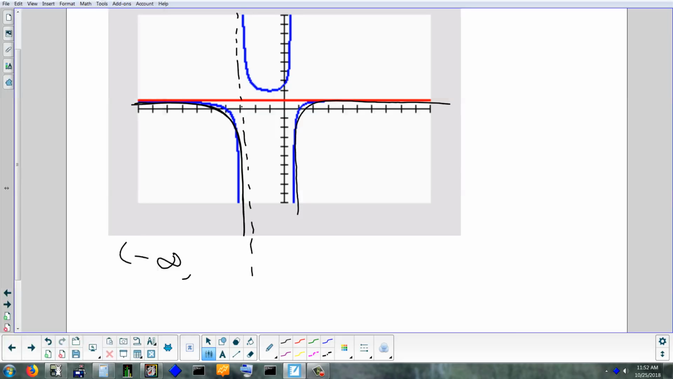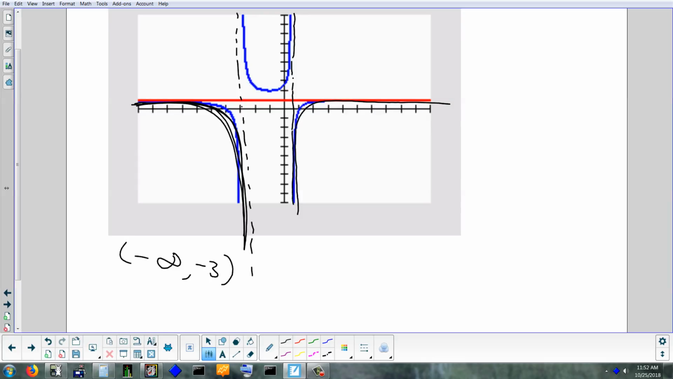So your vertical asymptote is at -3. So from -infinity up to -3, that describes this section right there. Okay, and now the other vertical asymptote, I don't know, to me it looks like it's right about there. Just guessing. Looks like it's right in between 0 and 1.